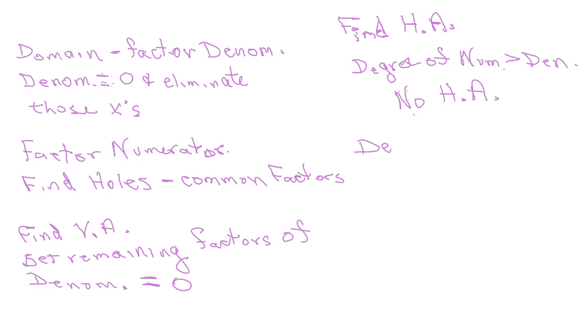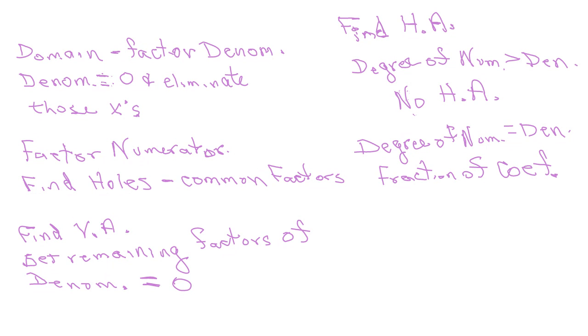If the degree of the numerator equals the degree of the denominator, it's real easy to find, but it's difficult to write out exactly what it is. It's the fraction of the coefficients. Okay, you take the leading coefficient of the numerator over the denominator.